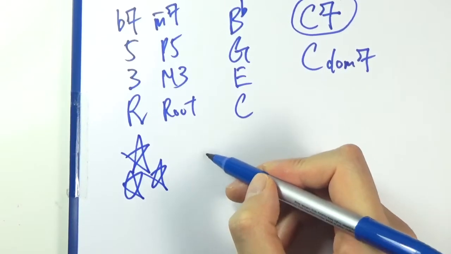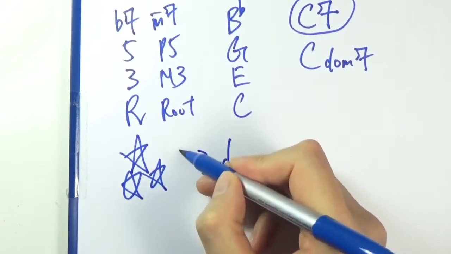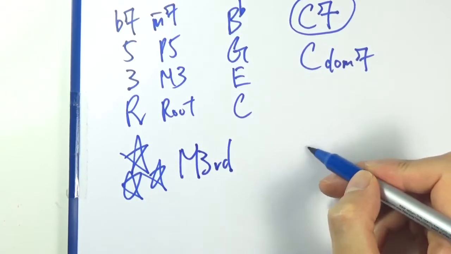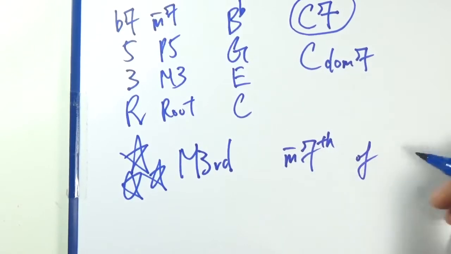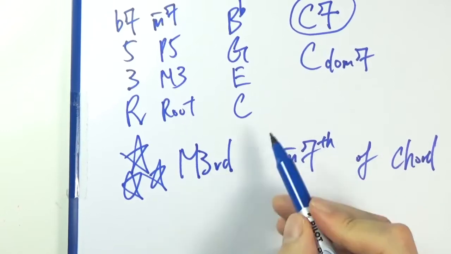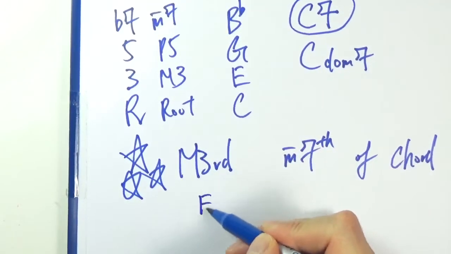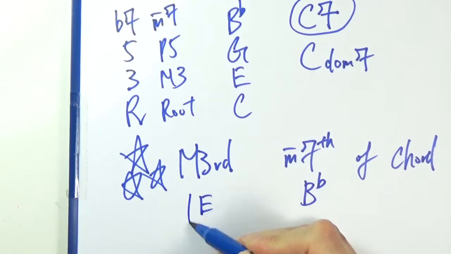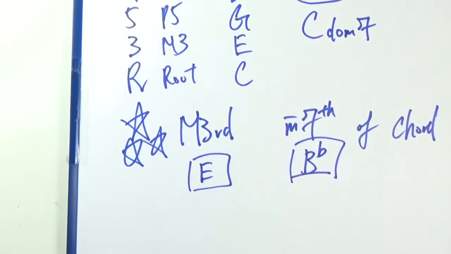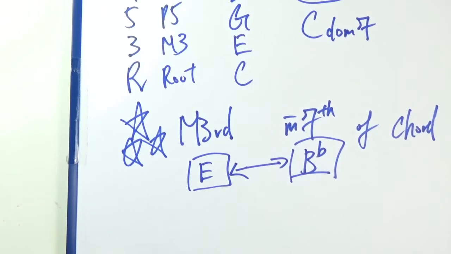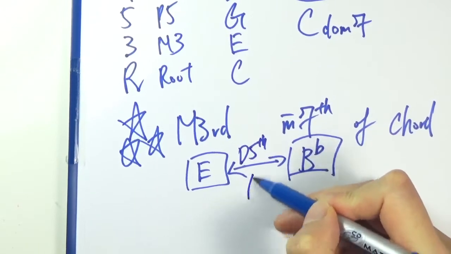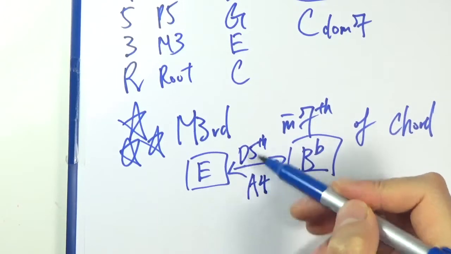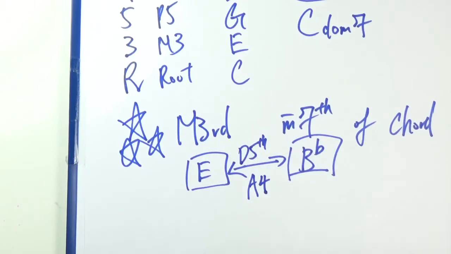Check out the 3rd. That's a major 3rd, and a flat 7, so a minor 7th of the chord. In this case, for C7, that would be E and B flat, right? What's the interval between them? That's a diminished 5th or an augmented 4th. So basically these two are the same. They have two different names.